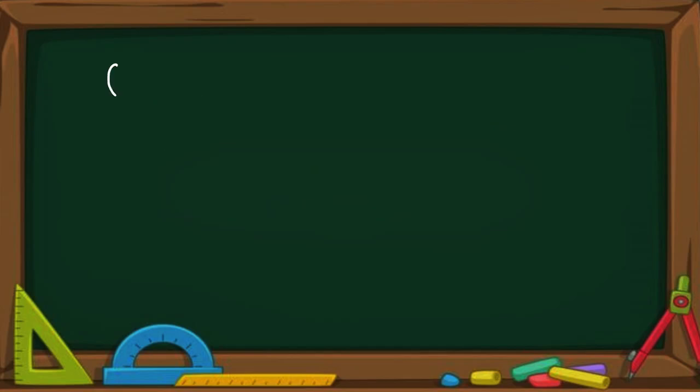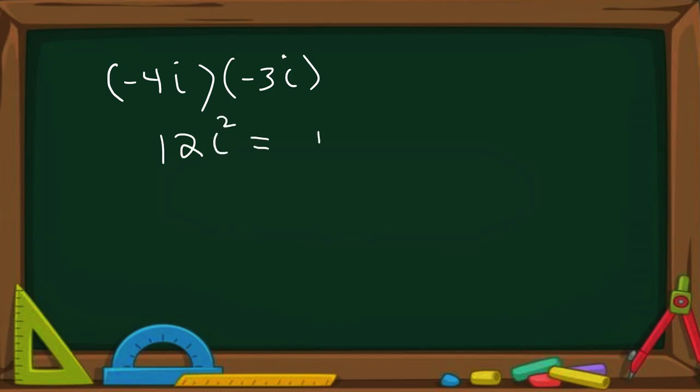Try this example. -4i multiplied by -3i. So -4 times -3, that's positive 12. i times i is i squared, and we know i squared is -1. So this is equal to -12.